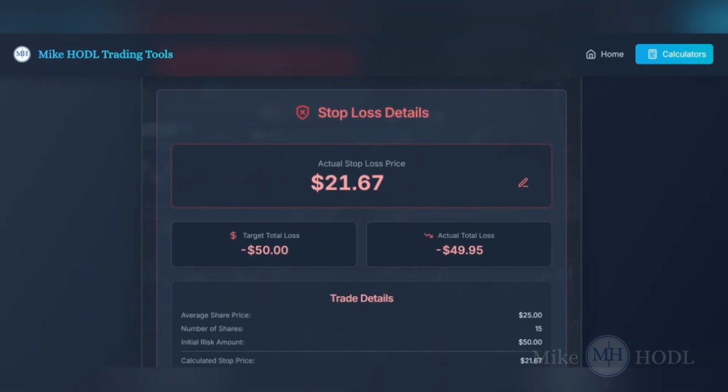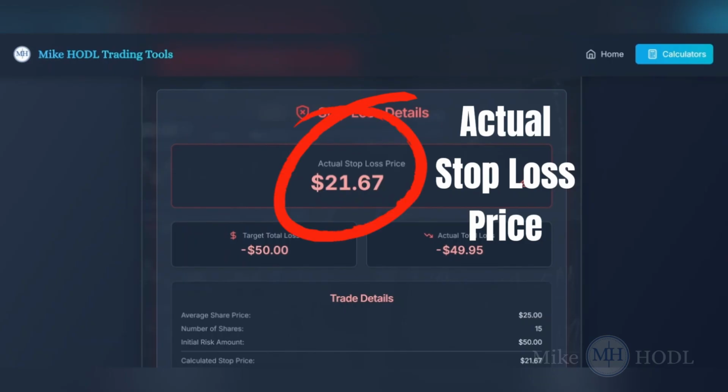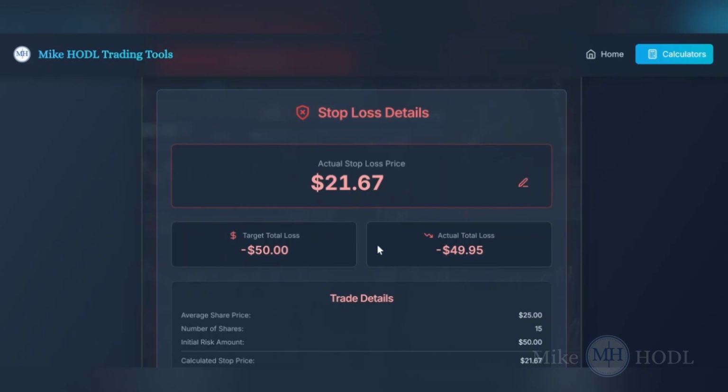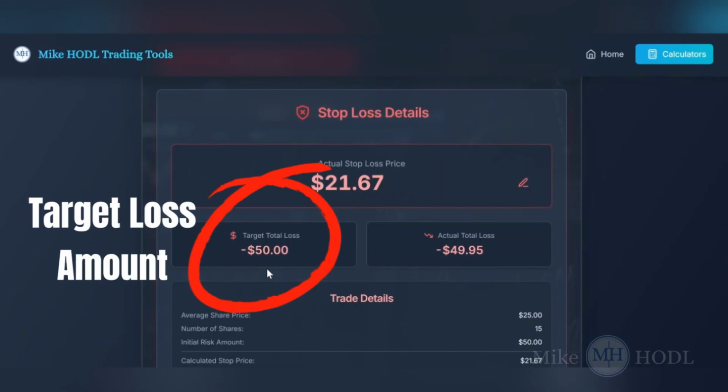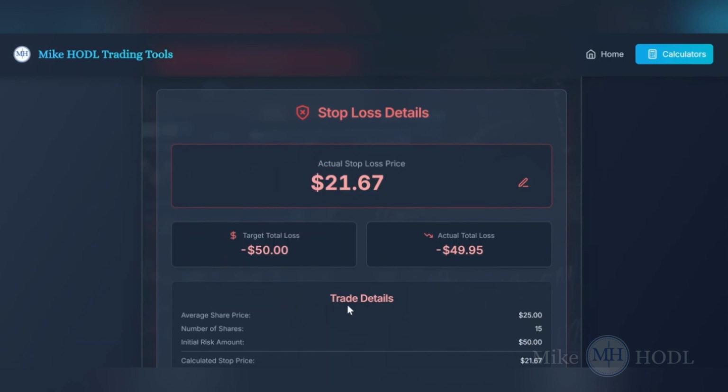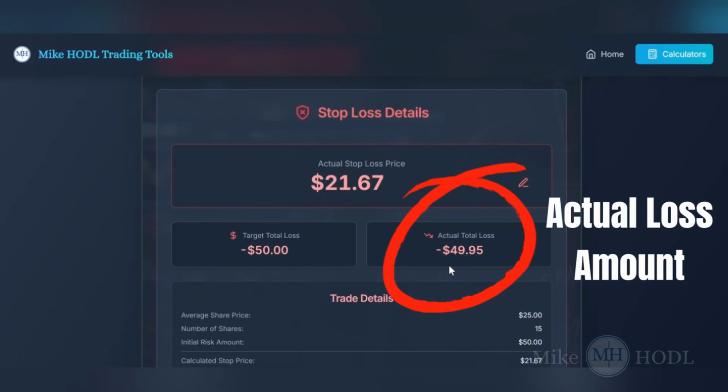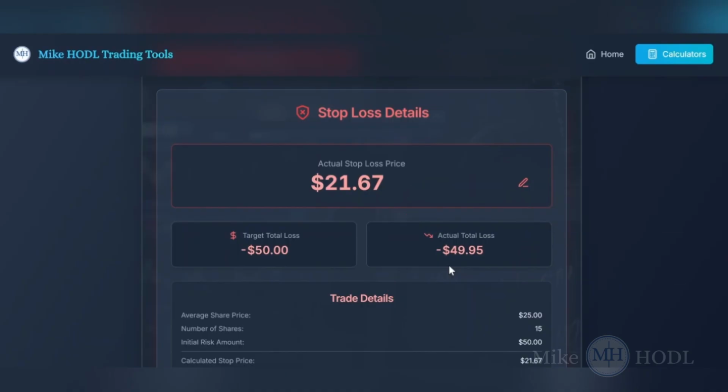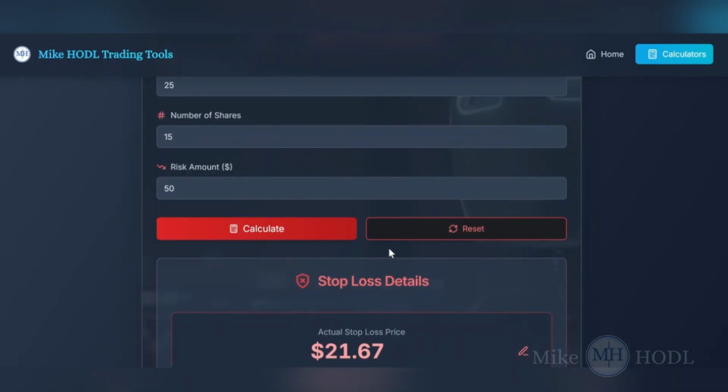And here go the details for your stop loss. So this tells you where your actual stop price would be if you wanted to risk $50 with the average share price, or your entry price, and the number of shares that you have. So here's the target loss that you're looking for, which would be minus 50, and then here is the actual loss based on the information that you entered. So you would really be risking $49.95 at the stop loss price of $21.67, and you have 15 shares at $25.